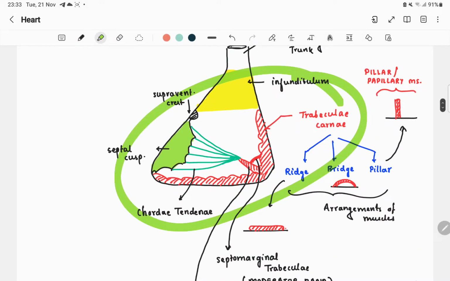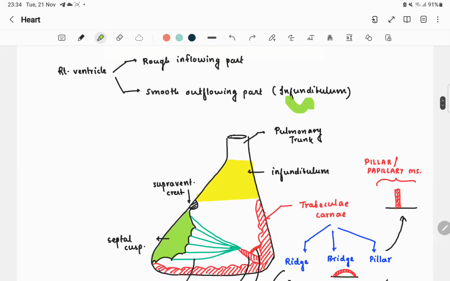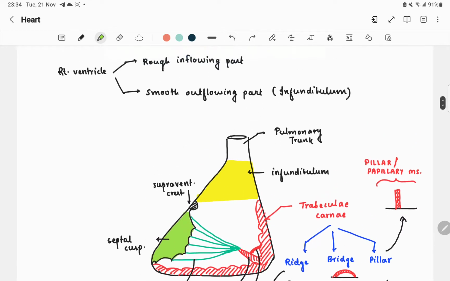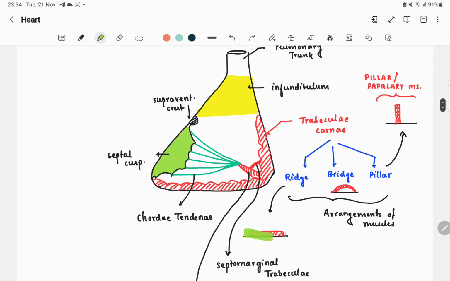We'll talk about the structure also, but let's first discuss the schematic diagram. The right ventricle has a rough inflowing part and a smooth outflowing part, which is called the infundibulum. So this you can see, it is the infundibulum. It's the smooth outflowing part of your right ventricle, and this is the rough inflowing part. Rough because it comprises trabeculae carneae. This trabeculae carneae muscle is arranged in the form of ridges, bridges, and pillars. These pillars are called the papillary muscles.